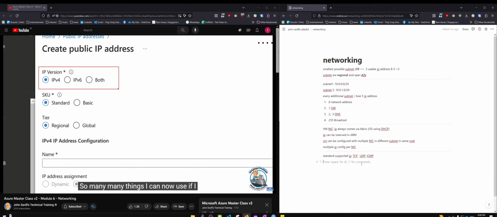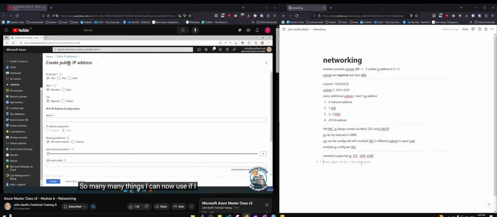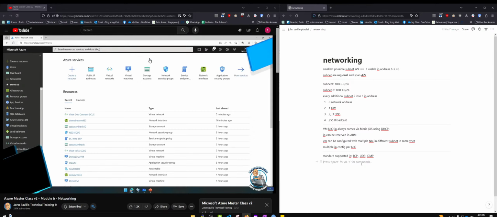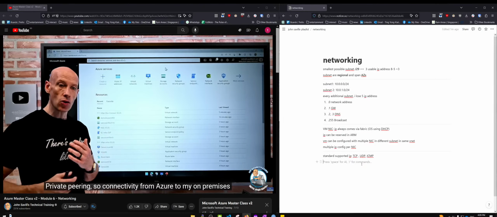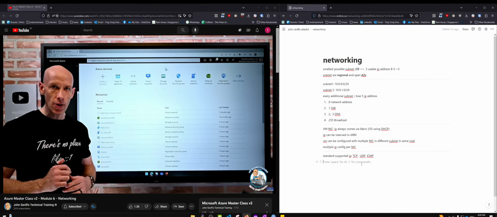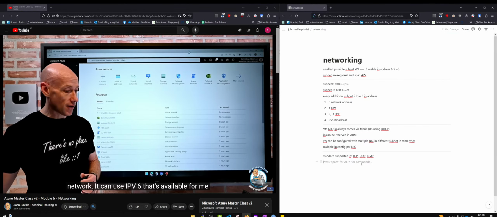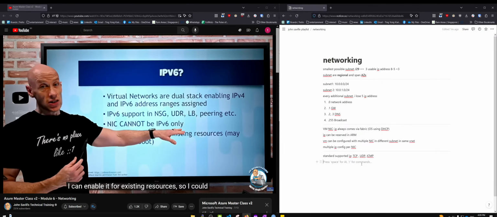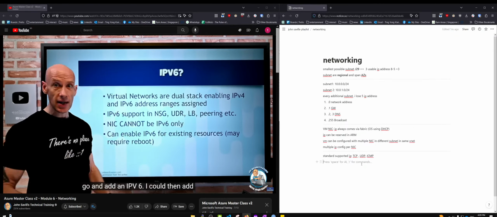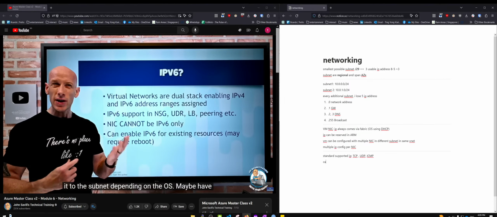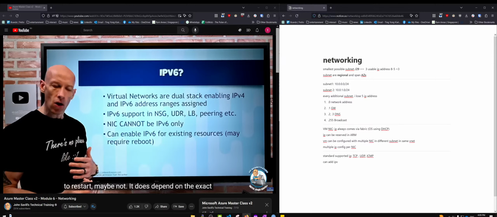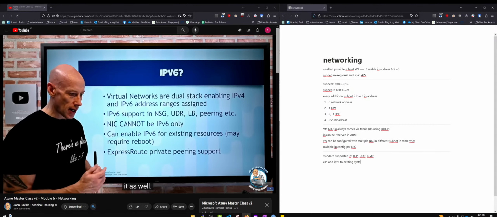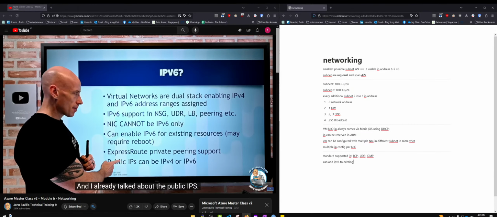So there are many, many things I can now use IPv6 for if I want to. Things like ExpressRoute private peering, so connectivity from Azure to my on-premises network, can use IPv6. That's available for me as well. I can enable it for existing resources. So I could go and add an IPv6, and I could then add it to the subnet. Depending on the OS, maybe it'd have to restart, maybe not. It does depend on the exact operating system. And as I said, ExpressRoute can support it as well. And I already talked about the public IPs.